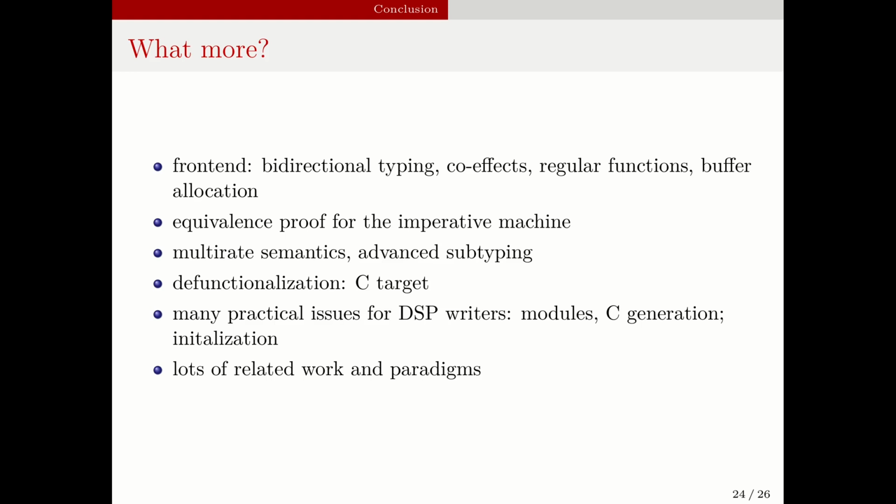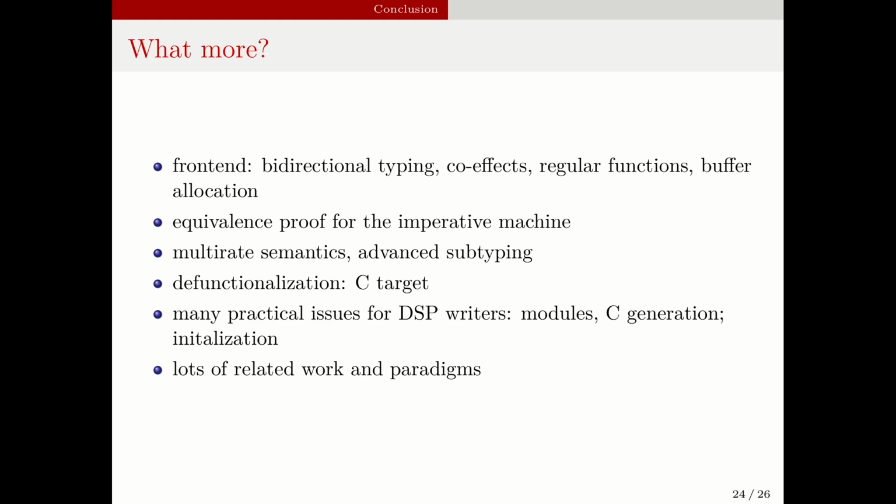There are still a few interesting things, most of them for future work. For example, the front-end deserves another paper because there is some bidirectional typing. There are coeffects, which is how we compute the bounds of the use of variables. There are regular, not synchronous, functions that are used, for example, to define top-level constants. There is the buffer allocation, which itself is pretty interesting. We have an equivalence proof, already pretty advanced, for an imperative machine. We hope to publish it soon, and it requires a technique similar to other techniques used in synchronous languages, regarding how to capture the invariance of the buffers.